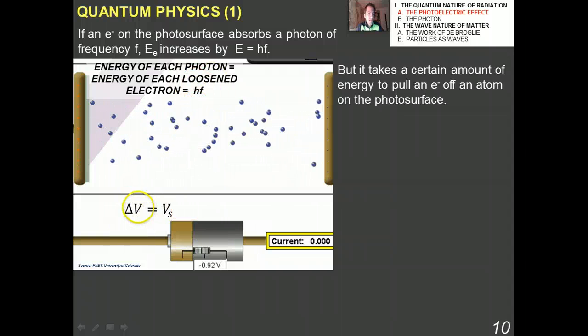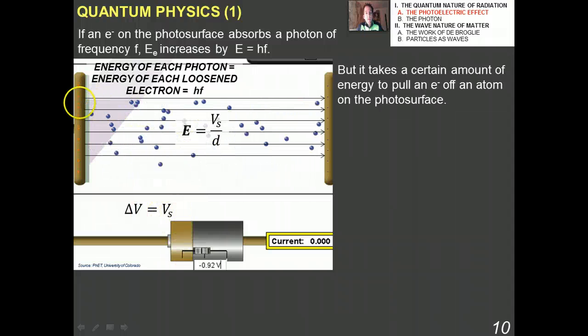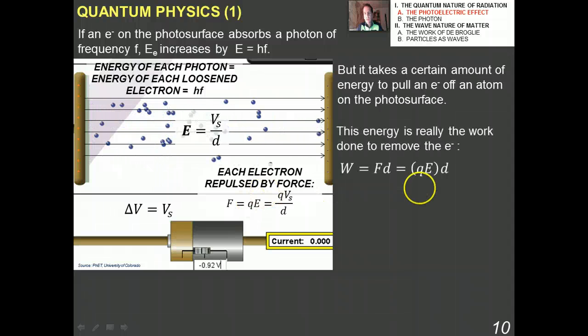The stopping voltage, that's my potential difference from the battery, that's V sub s. There's an electric field created by this battery, and that electric field goes from the positive plate to the negative plate, and that field is given by voltage over distance. Each electron is repulsed by a force F equals QE, which is QVs over D. And of course, the force acts to the left in this diagram. I have not shown that force vector.